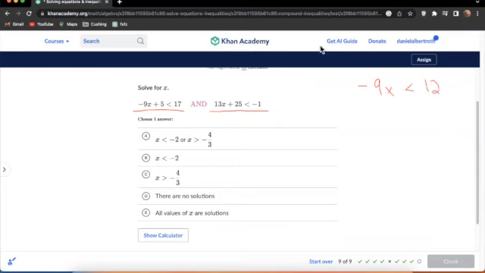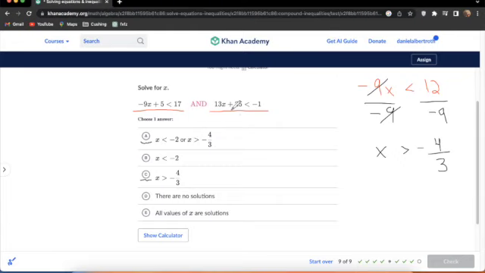I'm going to divide both sides by negative 9. This is going to flip my inequality sign. When you multiply or divide by a negative, the inequality sign flips. So these negative 9s cancel. I have x. My inequality sign flips. It's greater than 12 over negative 9. The number is going to be negative. It's going to reduce to 4/3. Divide top and bottom by 3. So greater than negative 4/3. So I like potentially A. So let's now figure out what the second inequality comes out to.